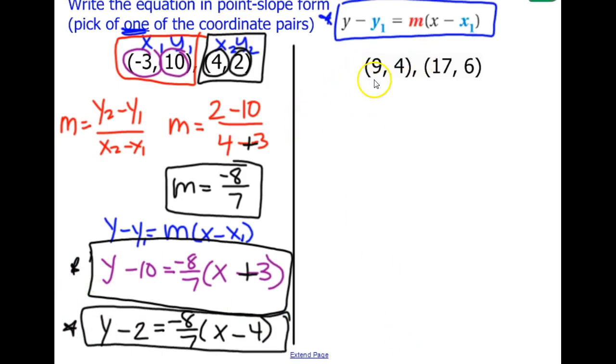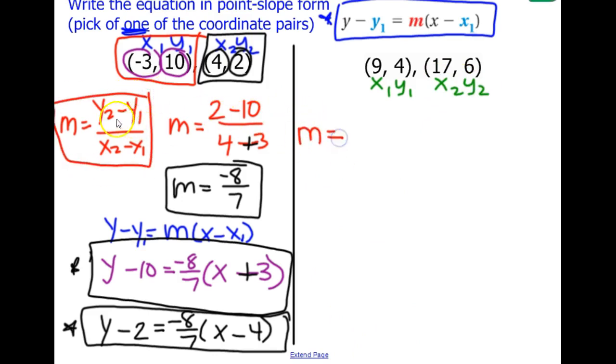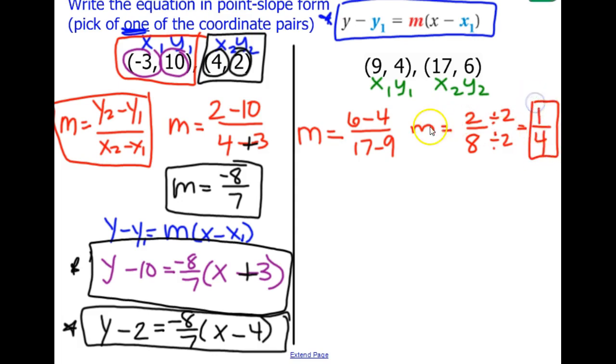So let's find our slope on our next problem. xy first point, xy second point. So I'm going to plug these into my slope formula, which is right here. y2 minus y1, so we have 6 minus 4. And then x2 minus x1, we have 17 minus 9. 6 minus 4 is 2. 17 minus 9 is 8. And we can simplify that by dividing by 2 to give us 1/4. So that's our slope. And now we need to pick one equation, or one point, to plug into our equation.